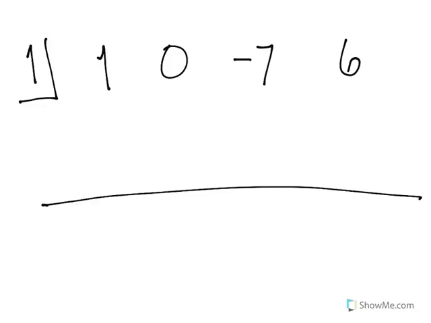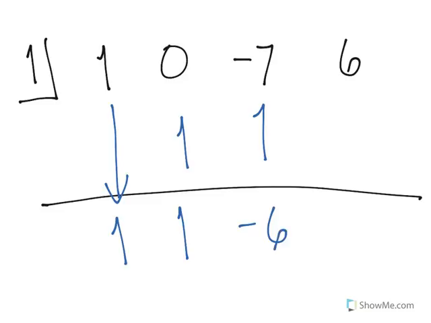So here we put the a in a little square. We put 1, 0, negative 7, and 6, our coefficients. We leave some space, and we draw a line. Now we bring 1 down. 1 times 1 is equal to 1, and we add that to the 0, and we get 1. 1 times 1 is equal to 1. Negative 7 plus 1 is equal to negative 6. Negative 6 times 1 is equal to negative 6. 6 minus 6 is equal to 0.